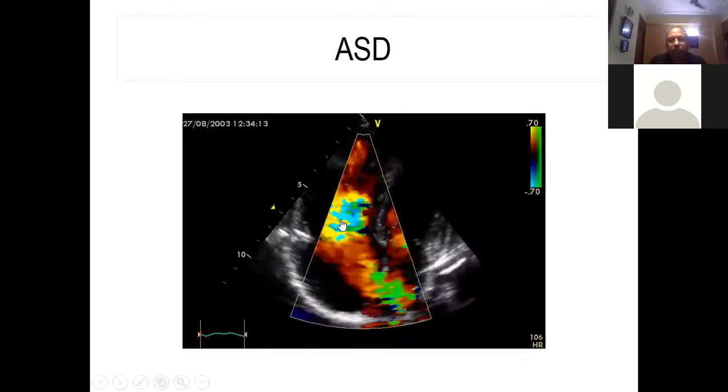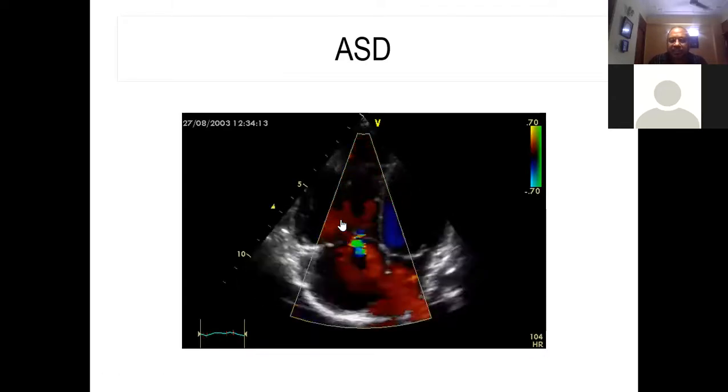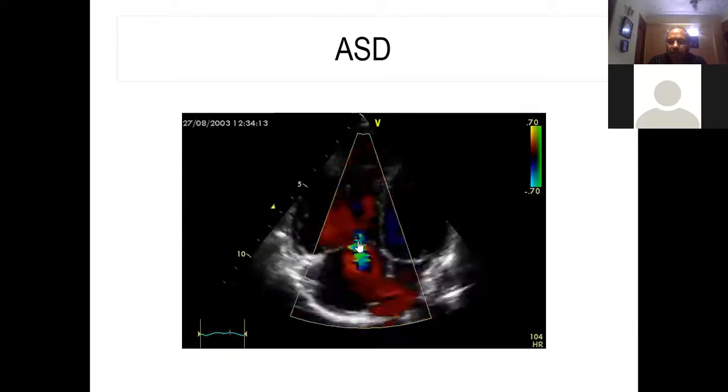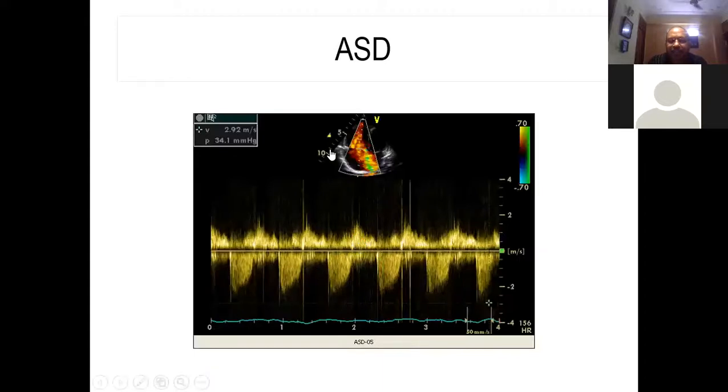Then what is the next scenario? If I see an ASD this way, I put my sample volume or continuous wave Doppler spectrum on a TR jet. Once I do a TR jet, what do I get? A TR gradient. And in this patient we have got a TR gradient of 34 millimeters of mercury.